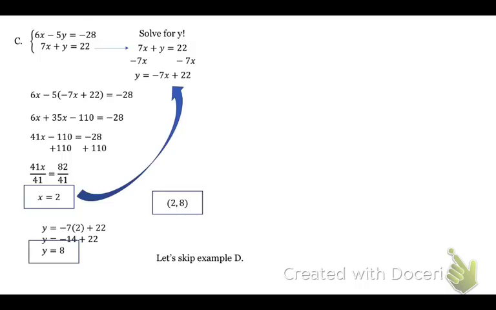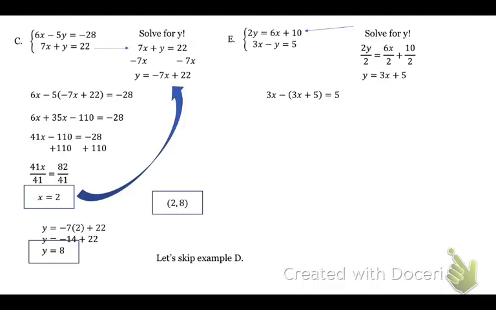Okay, let's skip D and let's go to E. Woohoo. Okay, we have 2y equals 6x plus 10, 3x minus y equals 5. Solve that one for y. So I'm going to divide everything by 2. And I get y equals 3x plus 5.